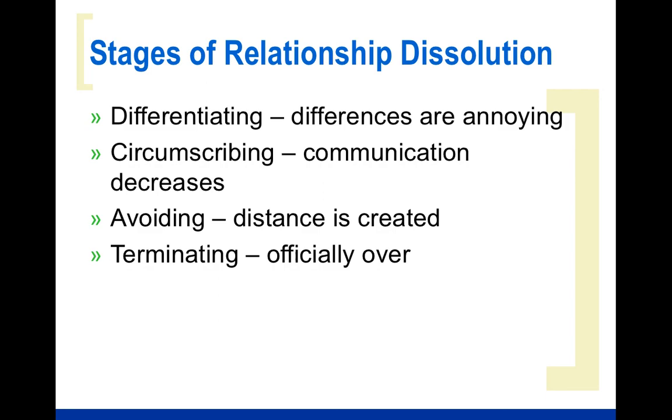The second stage is circumscribing. This is where communication starts to decrease. This is where you're talking less, you're interacting less, you're not really doing as much together. You're just kind of going through the motions at this point.